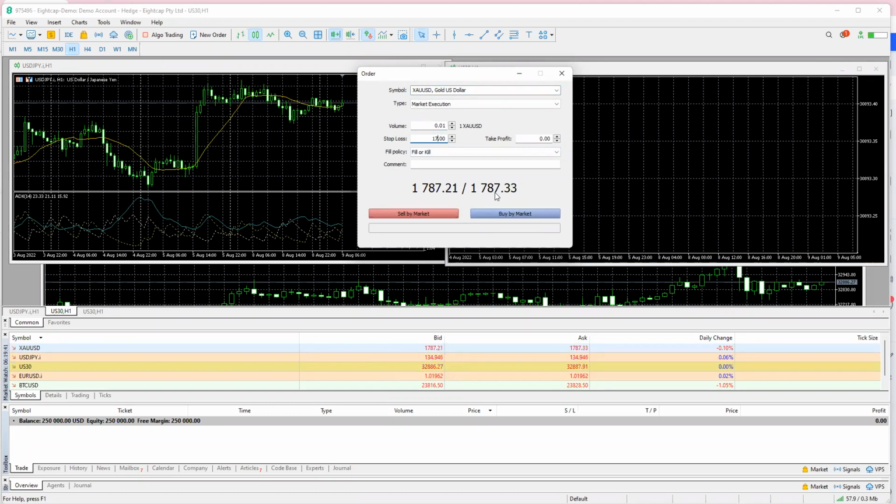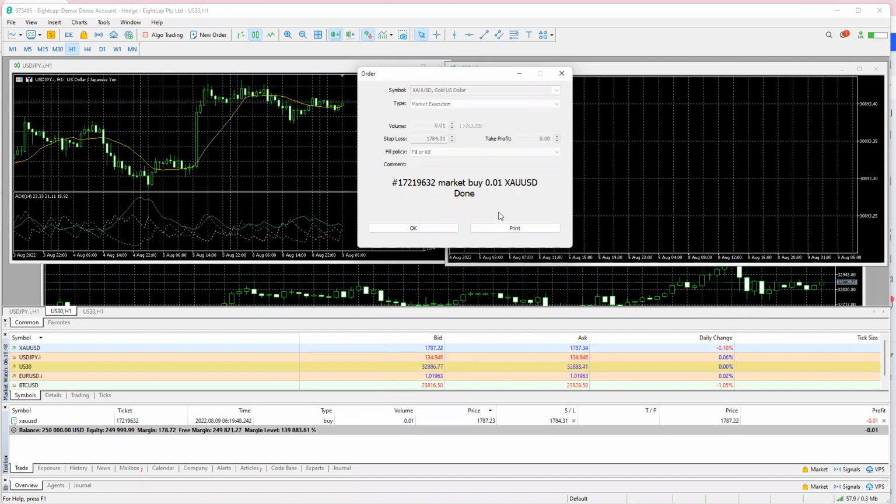Remember, we have to go underneath 1784.31. Okay, and I'm going to buy it. Now, you'll see when I buy it, it's at a penny. And right now I'm down 1 penny because I started. You're usually going to be losing just a little bit when you take it.